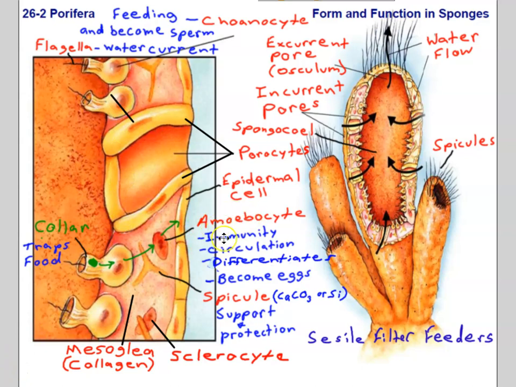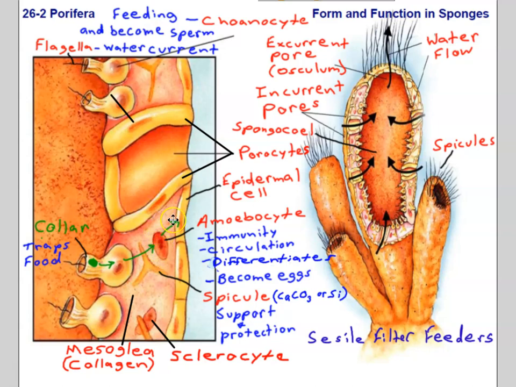Amoebocytes are arguably one of the most important cell types in the sponge. They're kind of like a basal cell type because they will differentiate into other cells. So they can become choanocytes, for example, and epidermal cells, and porocytes, and these ones called sclerocytes. So amoebocytes function in immunity, and by the way, they're called amoebocytes because they crawl around like amoebas.